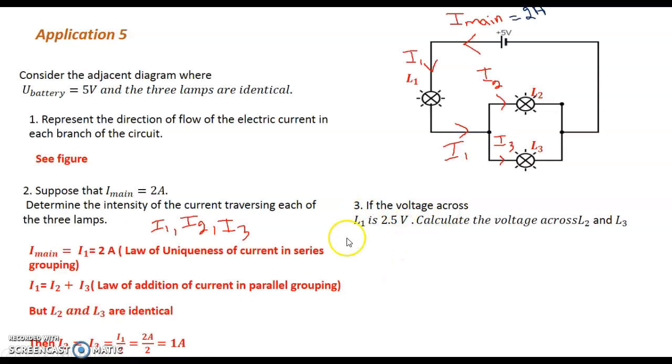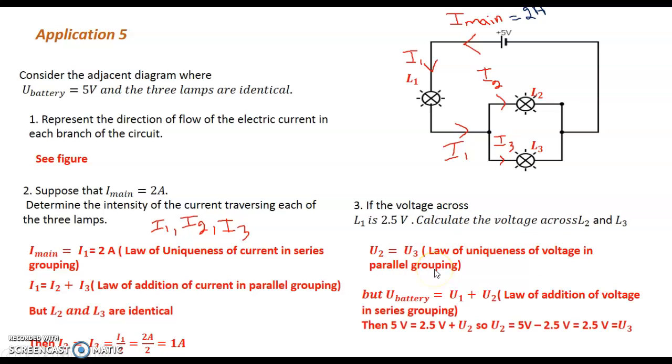Now 3: if the voltage across L1 is 2.5 volts, calculate the voltage across L2 and L3. You have that L2 and L3 connected in parallel. So the rule is U2 equals U3 by law of uniqueness of voltage in parallel grouping. But U battery is equal to U1 plus U2. Why did I write so?